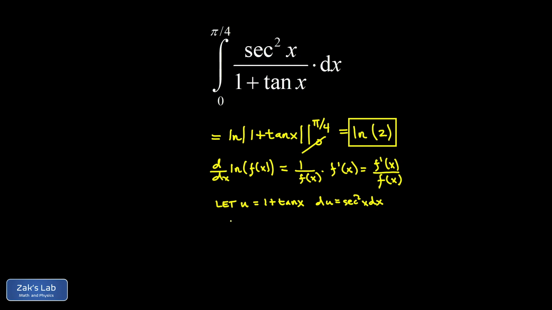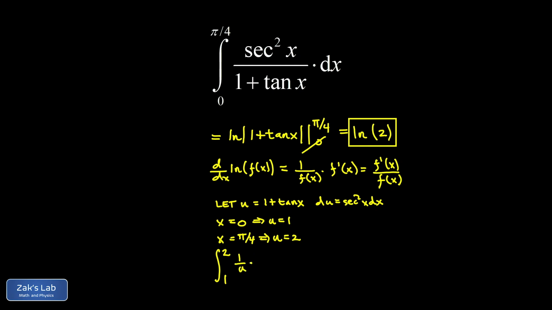I'll go ahead and transform the limits of integration while I'm going here. So when x is equal to 0, u is equal to 1 plus the tangent of 0, which is 1. And when x is equal to pi over 4, u is 1 plus the tangent of pi over 4. Again, the tangent of pi over 4 is 1, so I get 2. And now my integral is transformed to the integral from 1 to 2.